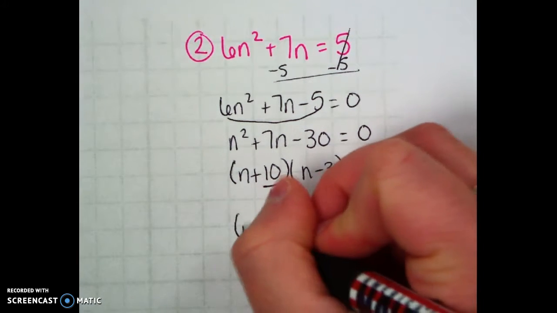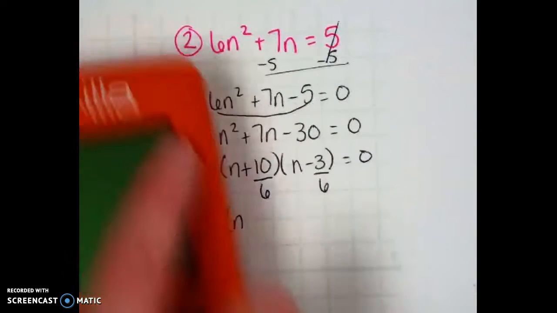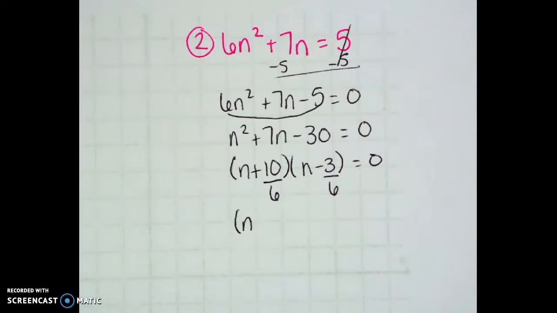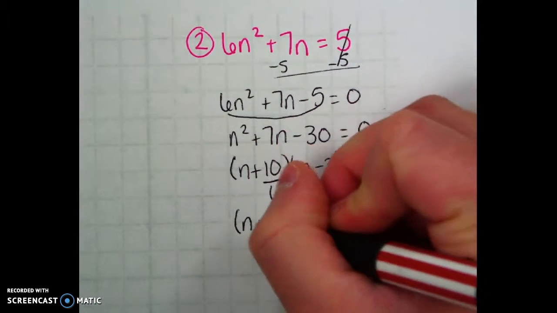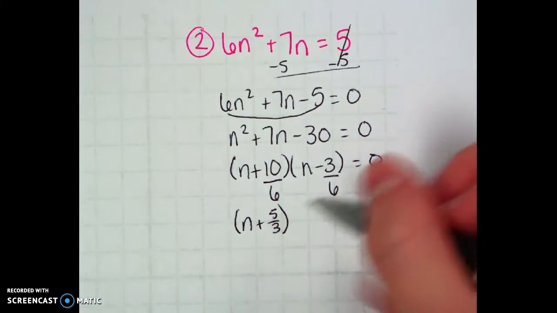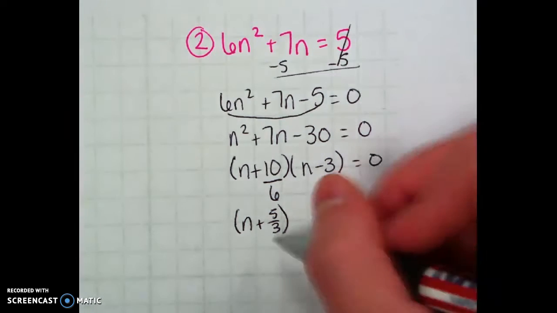So this one will be, now if you don't remember, on your calculator, 10 divided by 6, enter. Then you hit math, enter, enter, to get 5 over 3. Okay, and this one, a lot of you, when you reduce, put it as 2, but it's really 1 over 2.